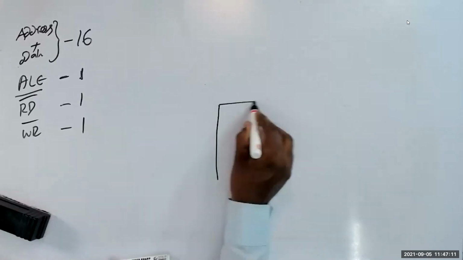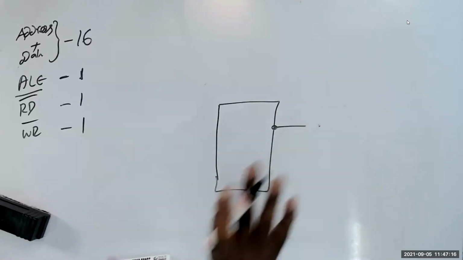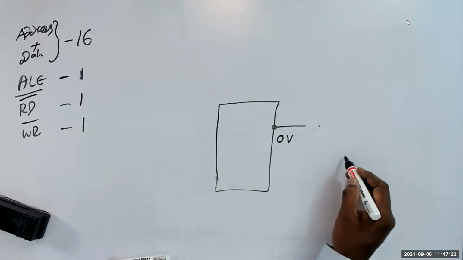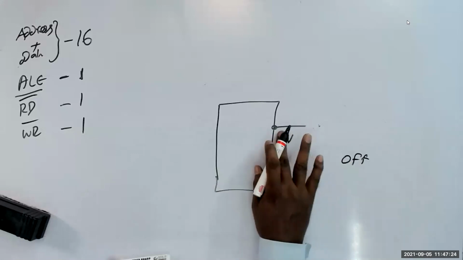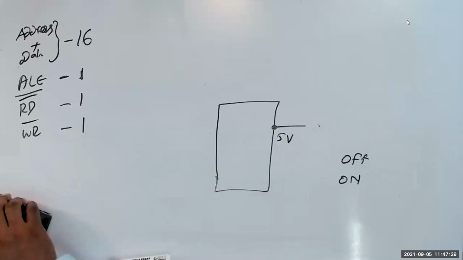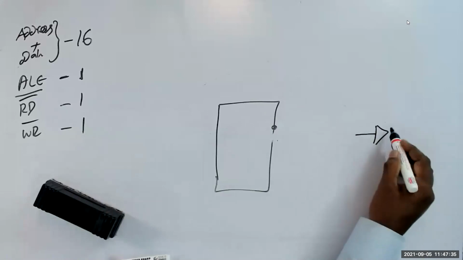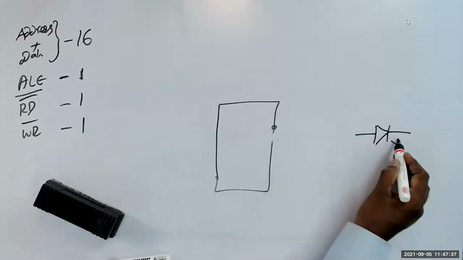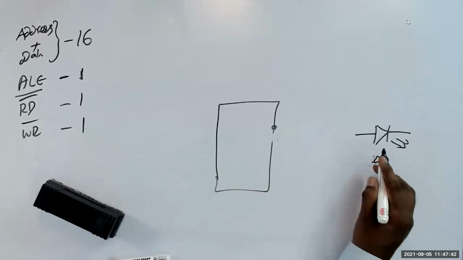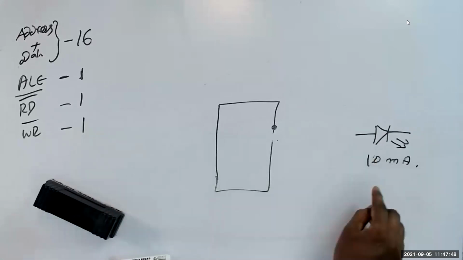Let us assume a simple case. I have a microcontroller which has a port. If you make it 0 volt, for us, the LED should be off. If you make it 5 volt, the LED should become on. Now I'm telling you one small condition. I tell you that for the LED to become on, it requires 20 milliampere. Let's say 10 milliampere.